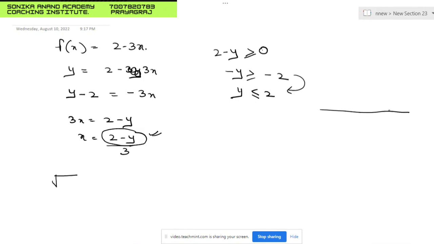So from the number line, this is 0, this is 1, this is 2, and the value of y goes like this. Clear? So what is the range? The range becomes minus infinity to 2. 2 is included because we have the under root sign. Now this is the answer in your textbook.